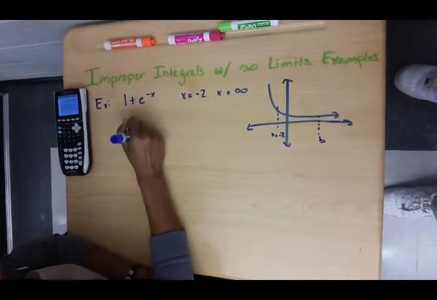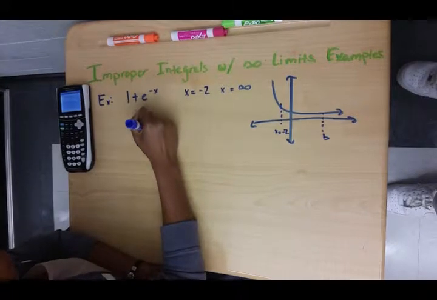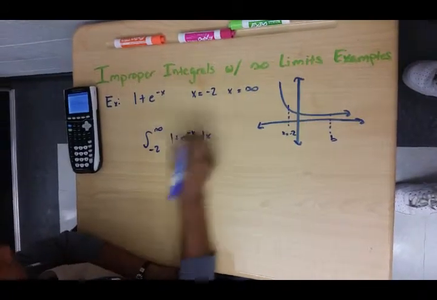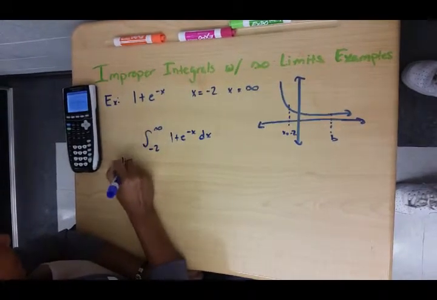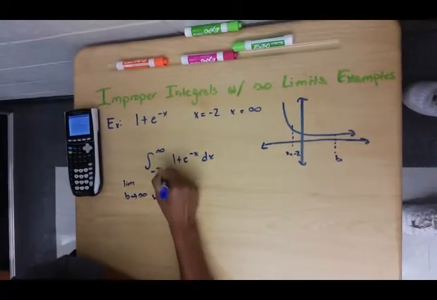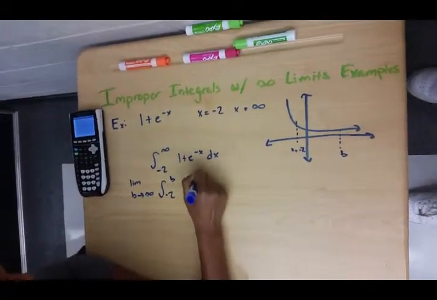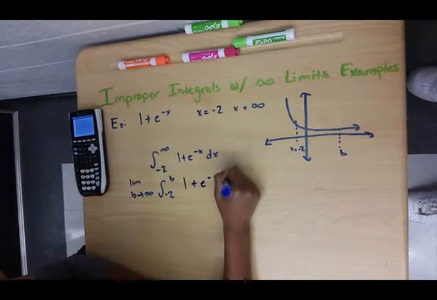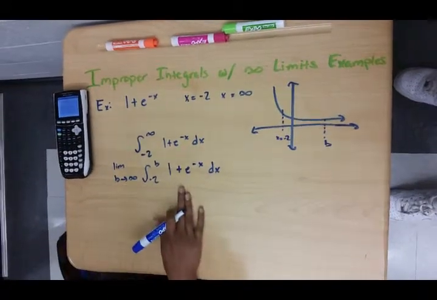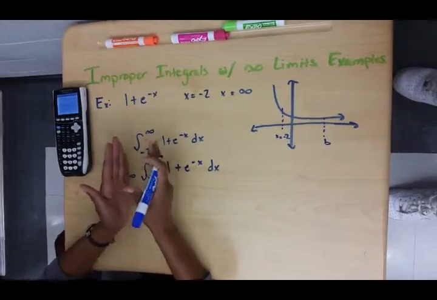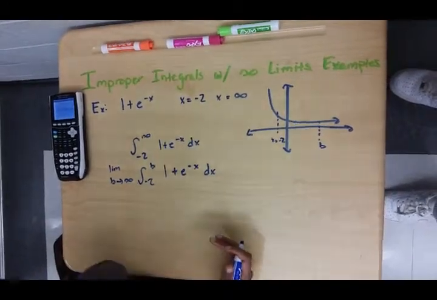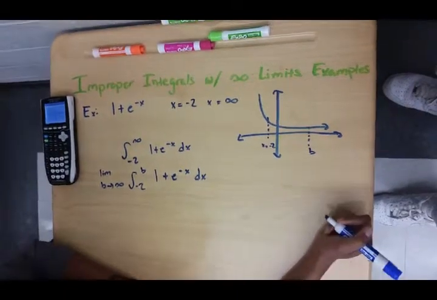So the integral from negative 2 to infinity of 1 plus e to the negative x dx becomes the limit as b goes to infinity of the integral from negative 2 to b of 1 plus e to the negative x dx, correct? Okay, well this is addition, so the bounds are there, yes, but we're going to solve the integral as if there are no bounds to start off with. So solve the integral like a regular definite integral.